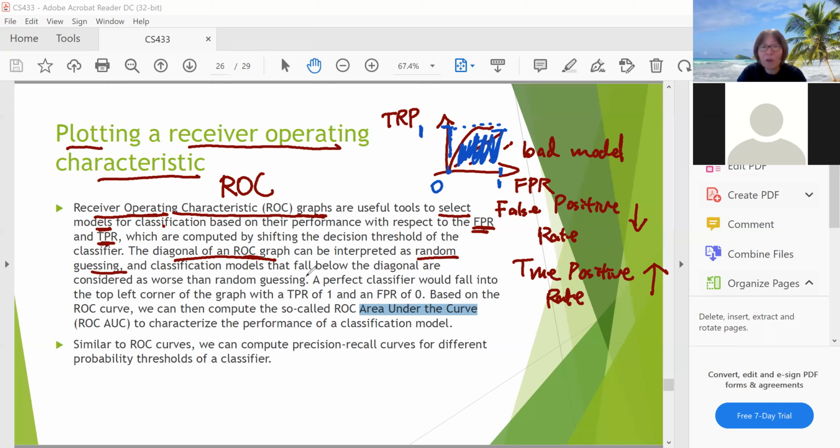The area under the curve is called ROC area under the curve. So we can compute this AUC to characterize the performance of a classification model. Okay, so that's the concept.